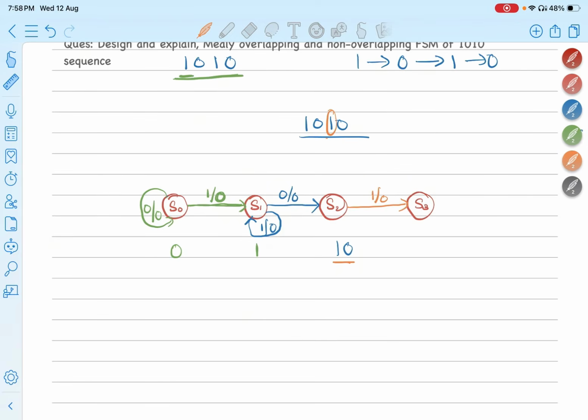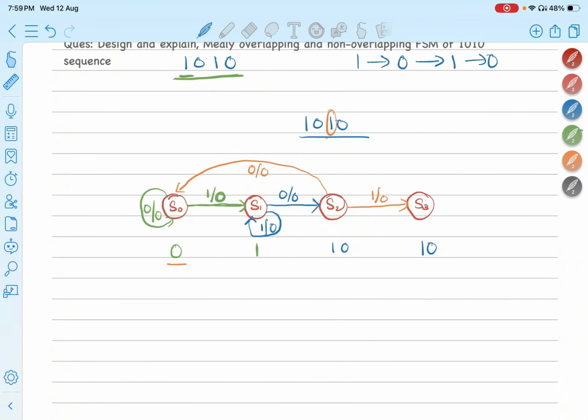What if 0 comes? It will be 100. Here we don't have any 100 in the sequence. So we will remove the first bit of data. Then we are left with 00. Again, we don't have that. So now here we have 0. So we are at S2 now, so it will go to S2 with 0.